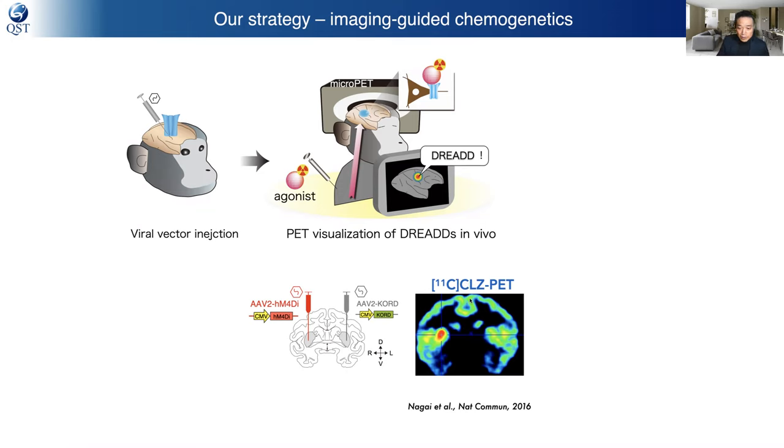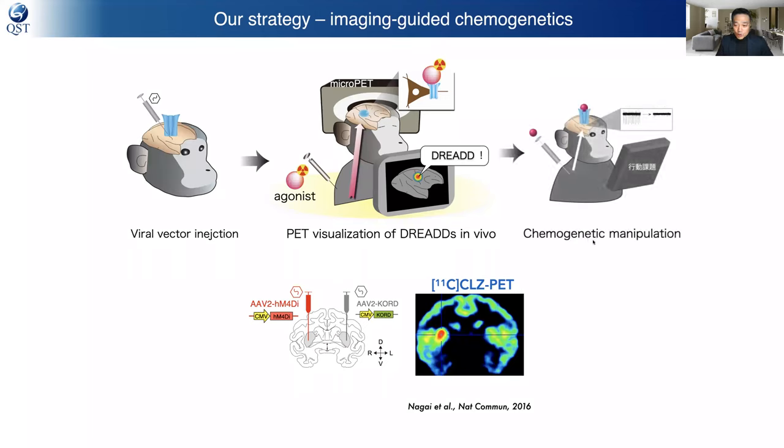So initially we used clozapine as the PET ligand, because clozapine has a strong affinity for the DREADD receptor. And you can see here this nice hot tracer accumulation observed specifically at the location where we injected the virus vector expressing hM4Di into the putamen. With this method, we visualize the DREADD expression in vivo, and it allows us to manipulate it with chemogenetics.